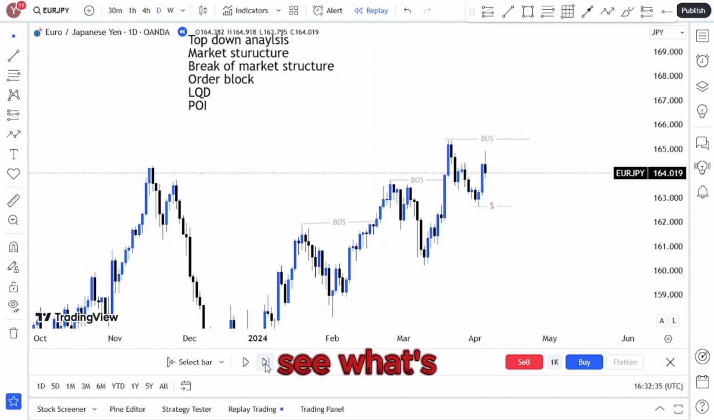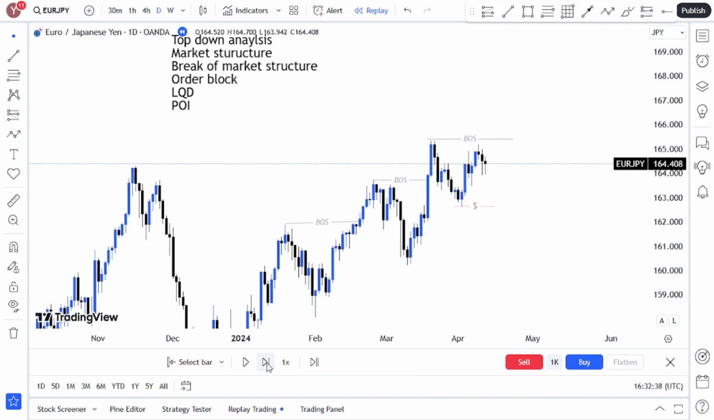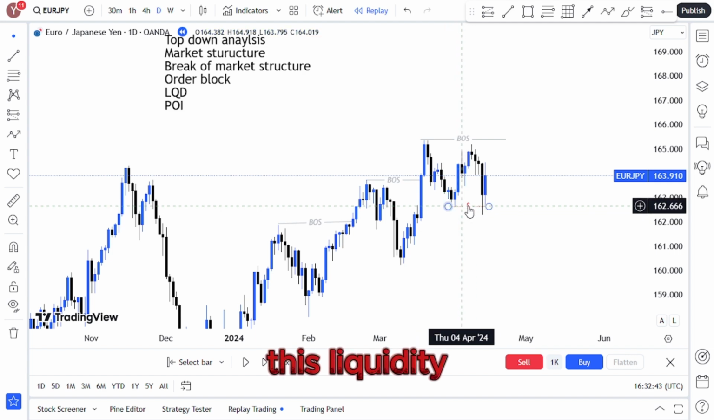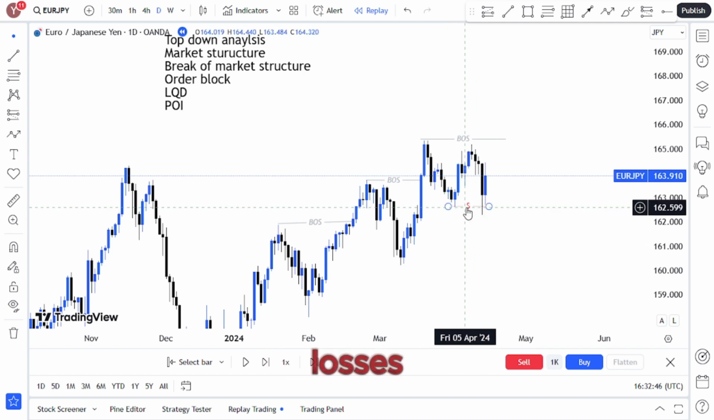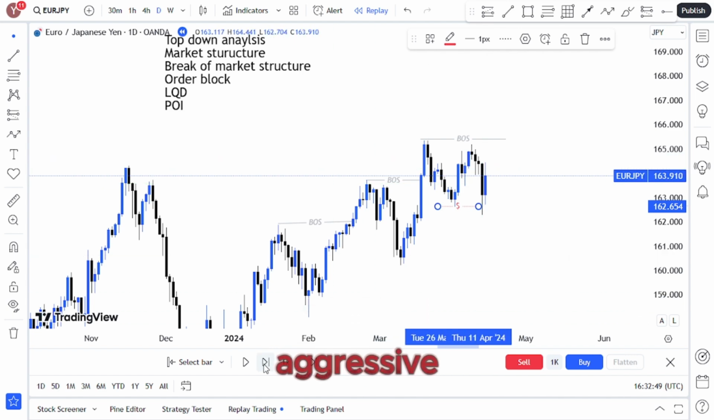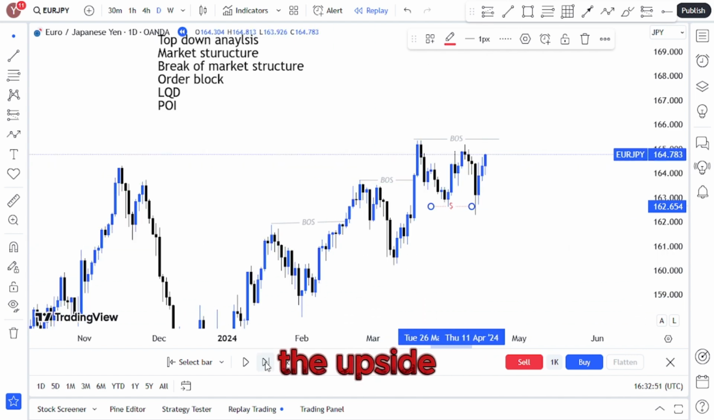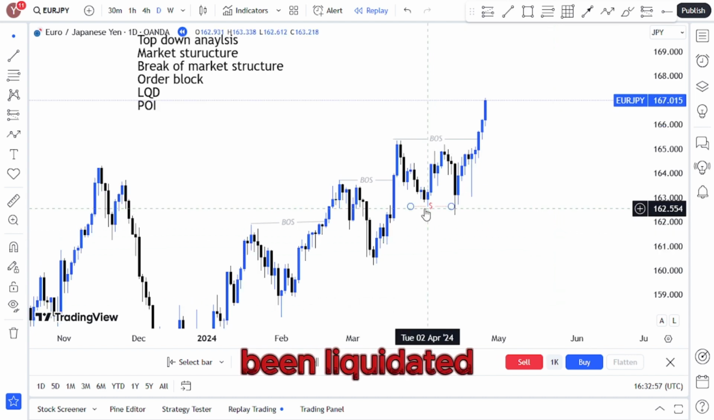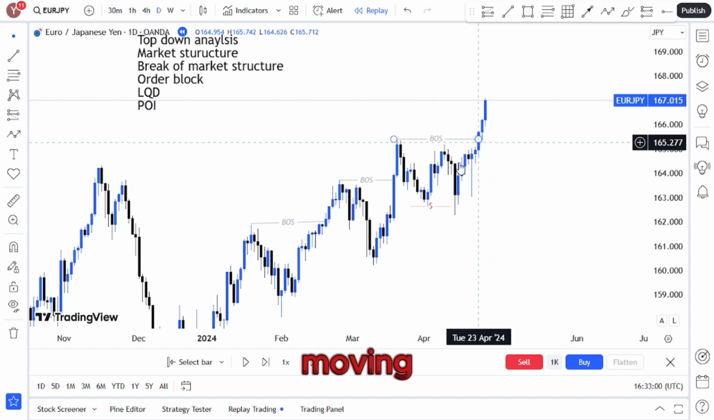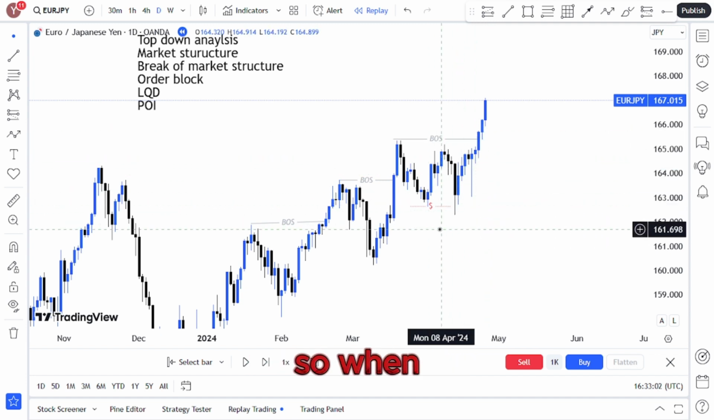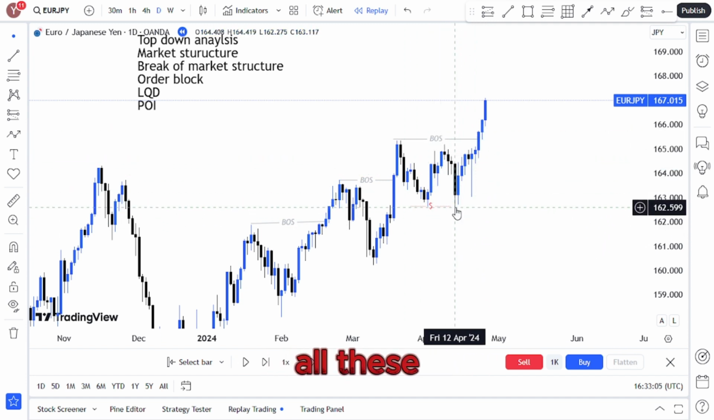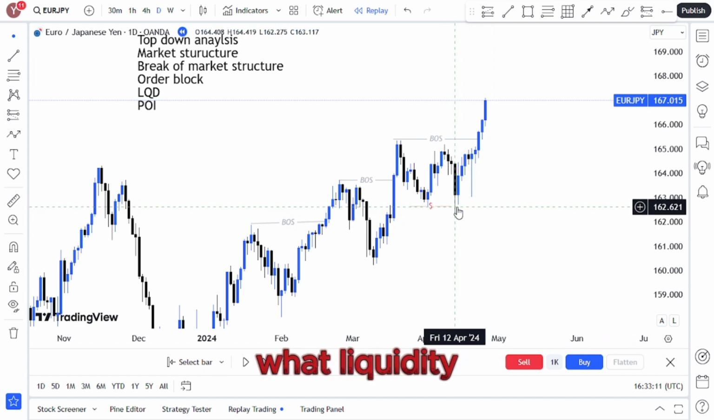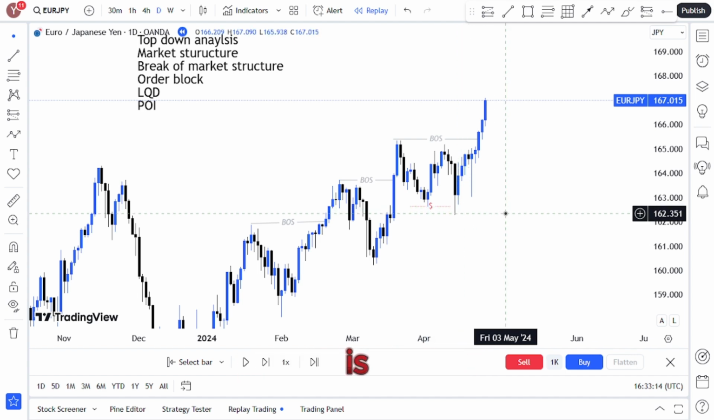So now let's go and see what's going to happen in the market. We can see how the market came back and took out this liquidity here, liquidated all the people that kept their stop losses below here, and you see how aggressively the market starts moving to the upside. You can see how aggressively the market pulls up to the upside, and you've been liquidated and your money is gone, but the price keeps moving in the direction that you first anticipated. So when you understand what liquidity is, you're going to avoid all these things. Okay, so now I believe this gives you a very good understanding of what liquidity is. Let me know if you understand what liquidity is in the comment section.